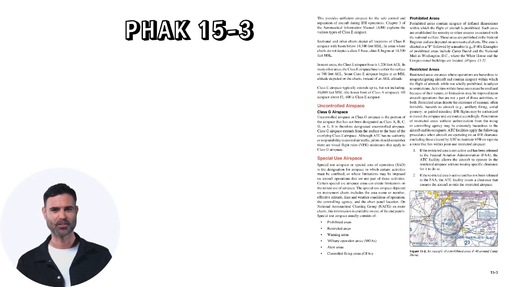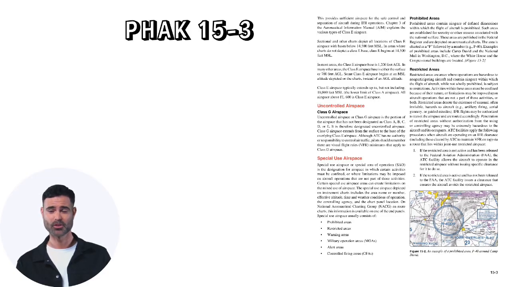The special use airspace depicted on instrument charts includes the area name or number, effective altitude, time and weather conditions of operation, the controlling agency, and the chart panel location. On National Aeronautical Charting Group (NACG) en route charts, this information is available on one of the end panels.